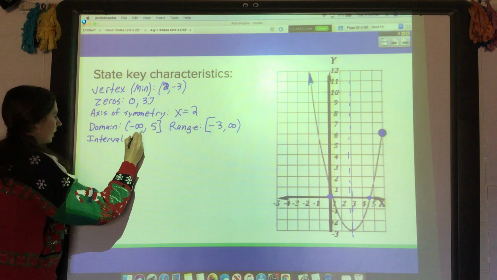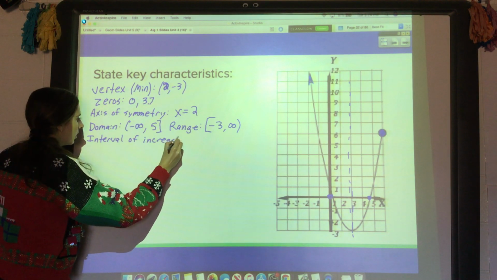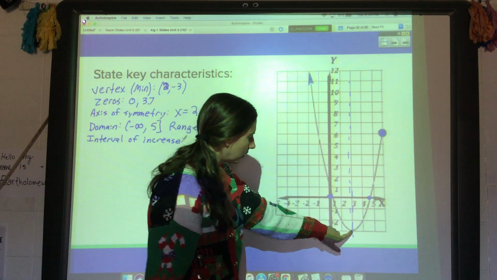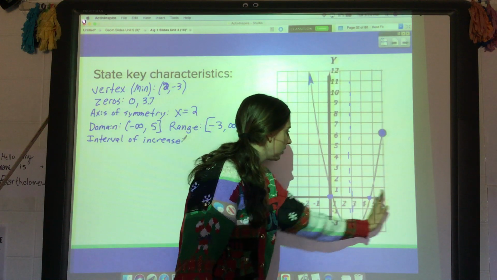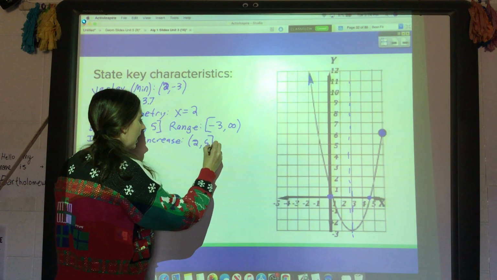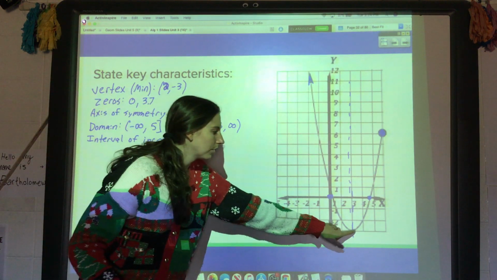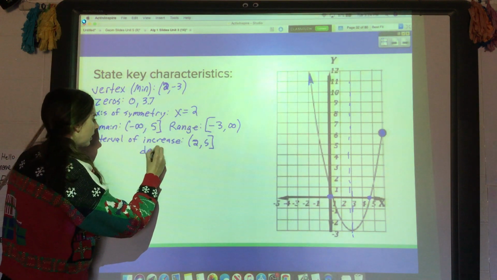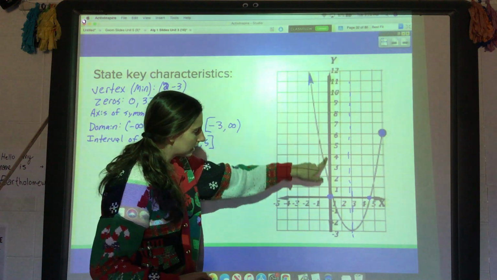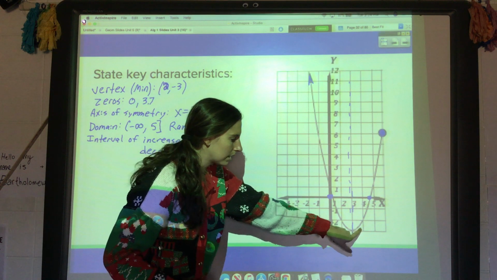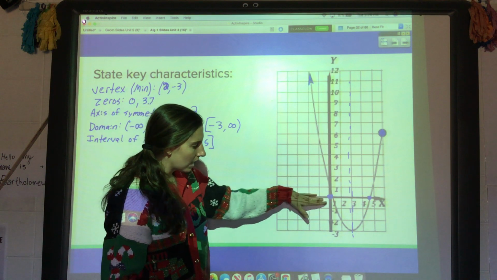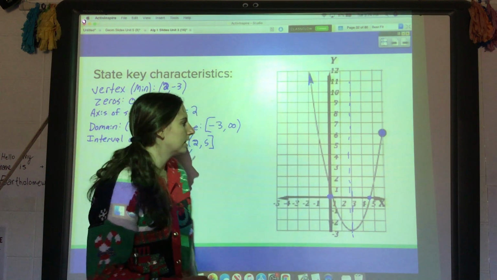Let's do interval of increase. This one is increasing right here. It goes up from 2 to 5. I'm going to include the 5 because it's an endpoint, but not the 2 because it's not increasing right there. And then for decreasing, it's decreasing all this time until here. That's when it stops decreasing. So as far as x values go, that's from -infinity up until 2. It's decreasing.